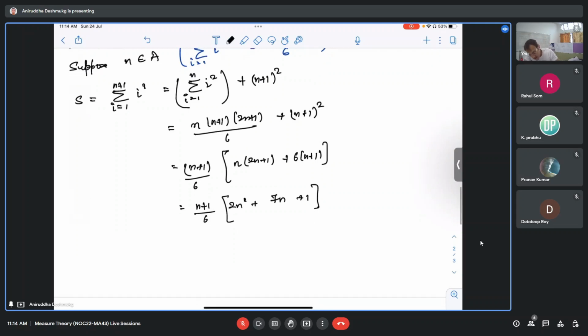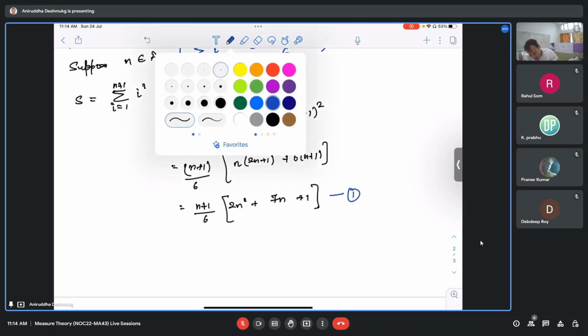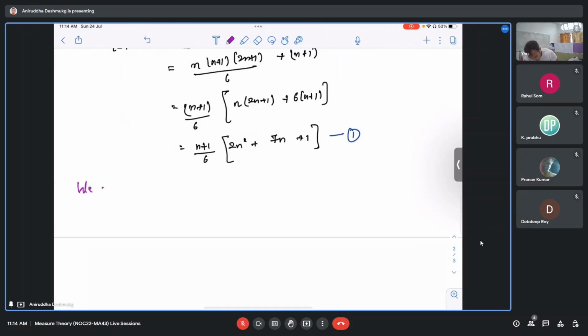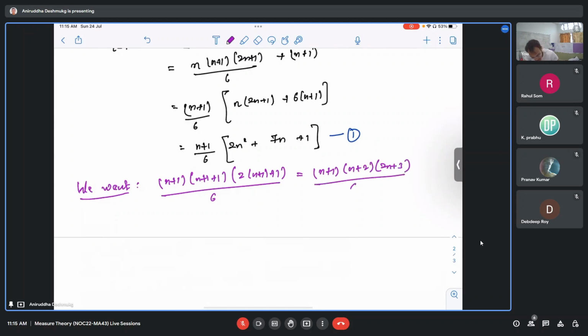Okay, let me denote this by equation 1. On the other hand, what we want is that the final thing should be n plus 1, n plus 1 plus 1, 2 times n plus 1 plus 1, divided by 6. And this is what? This is n plus 1, n plus 2, and then 2n plus 3, divided by 6.